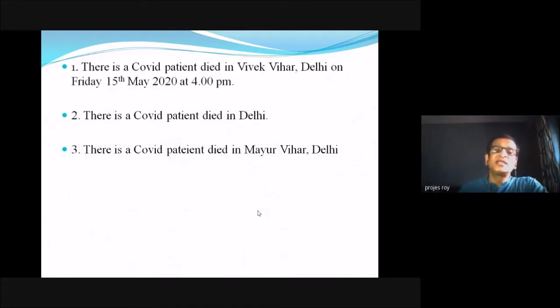Now, here: there is a COVID patient died in Delhi. Died in Delhi means throughout Delhi you have to find out who is the COVID patient who died. So you'll find a lot of patients have died. But here, there is a COVID patient died in Vivek Vihar, Delhi, on Friday 15th May at 4 p.m. So it is more accurate and precise information. You can understand, the value of information is much higher in the first statement, not in the third and second. There are three messages, and out of the three, the first one is more relevant, precise and informative. So this is basically measuring information, which is information theory.